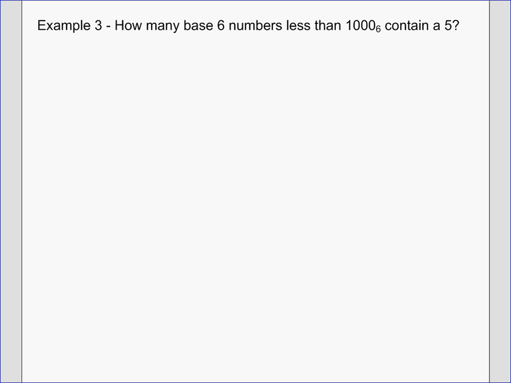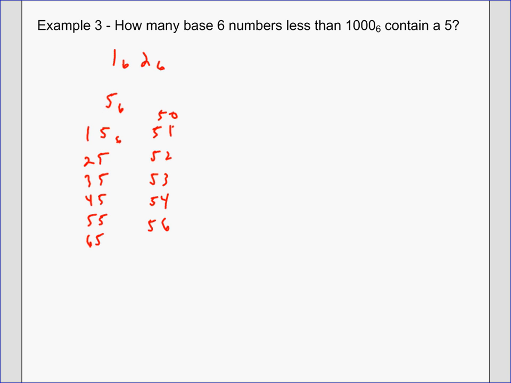You could start with your first number less than this, which would be 1 base 6, and then 2 base 6. The first one that would contain a 5 would be 5 base 6. That's the only one that would have 1 digit. The 2-digit ones would be 15, 25, 35, 45, 55, and 65, and then also 50, 51, 52, and so on. You could continue listing like this. Actually, my bad, 65 and 56 wouldn't be included in there, and you could continue listing like that until you got the answer.